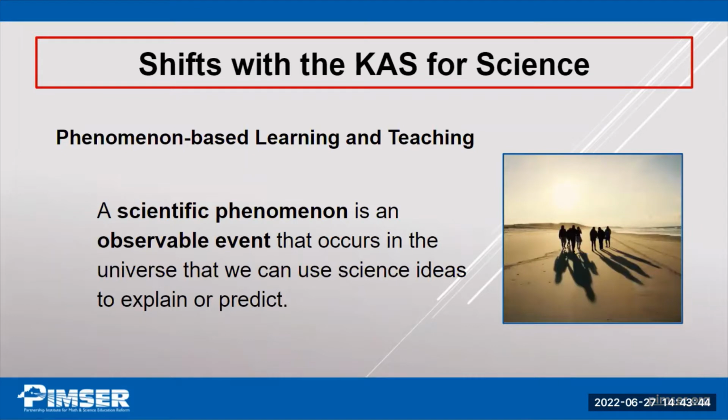The Kentucky Academic Standards for Science call for phenomenon-based teaching and learning, where students are actively figuring out phenomena. By scientific phenomenon, we mean an observable event that occurs in the universe that we can use science ideas to explain or predict. For example, students may be working to figure out how fossils of an extinct organism occur in just 2 areas on Earth, divided by an ocean, or why a particular plant is growing somewhere that it wasn't intentionally planted by humans.